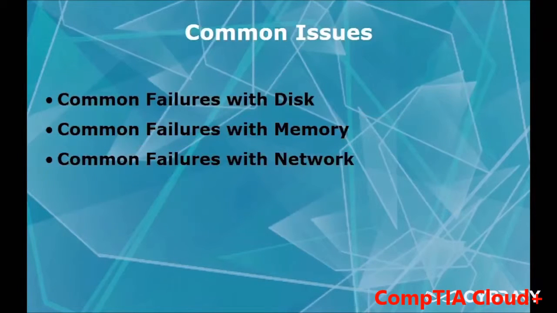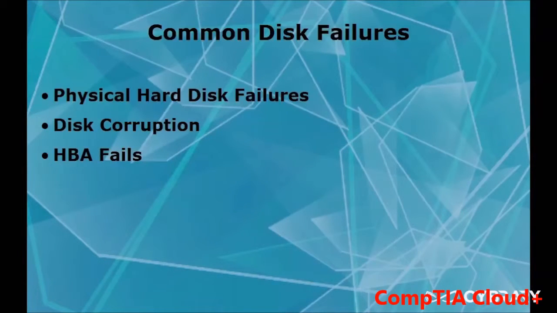Next, we're going to talk about some common failures with the disk, CPU, and the network. With common disk failures, you have the physical disk failure. You also have disk corruptions and HBA failures. A physical hard disk failure could be a sector on a hard drive that is going bad, and then whenever information is being written to that, it gets corrupted, and then it's not able to utilize that sector anymore.